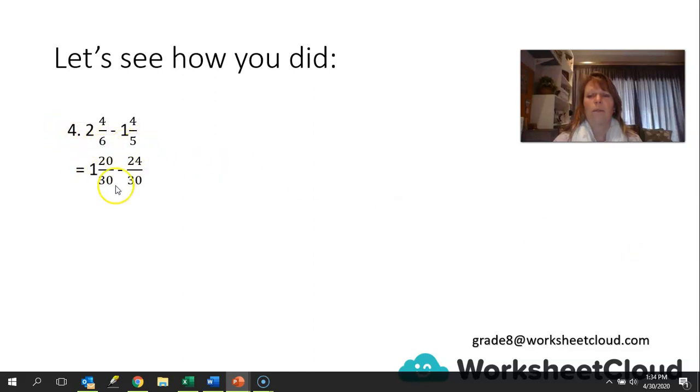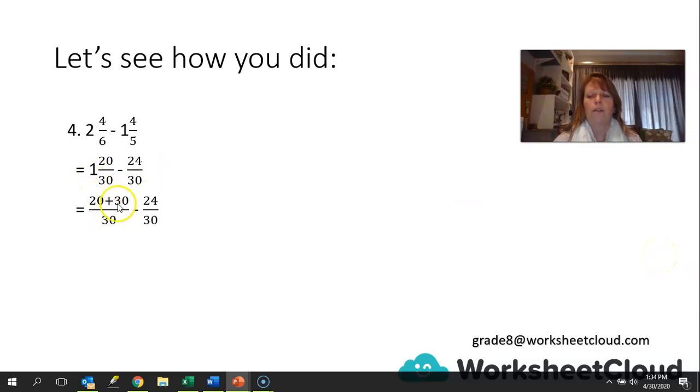We find our common denominator, which is 30 in this case. 6 times 5 is 30, so 4 times 5 is 20. 5 times 6 is 30, so 4 times 6 is 24. Oops, we have a problem because we can't take 24 away from 20. It will give us a negative number, but then it's a bit messy because we've got a whole number there to borrow from. So we're going to borrow.